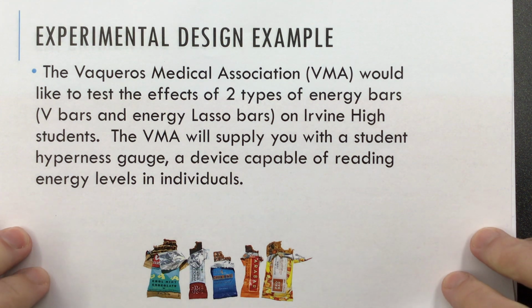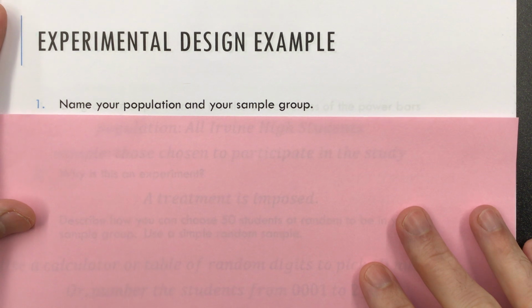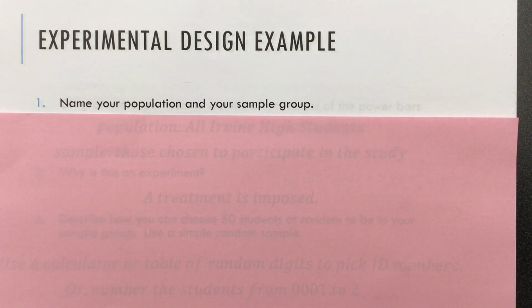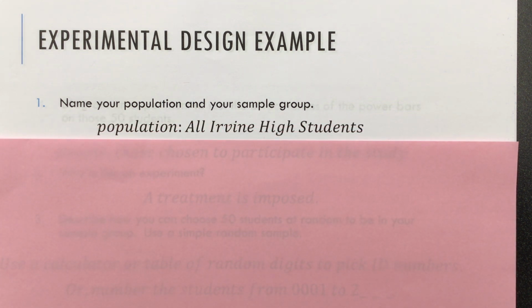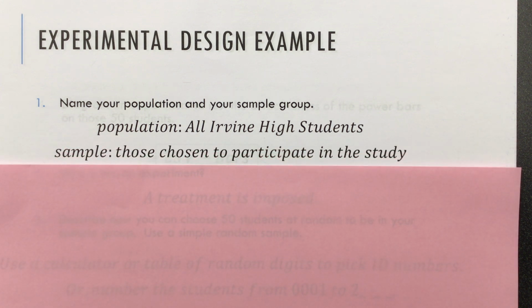Okay? So here's the steps to designing your experiment. Okay. Step 1, you need to always name the population that you're interested in. Okay. Because that's the group that you're going to be able to generalize your conclusions to. So in this case, what's our population and what's our sample? Okay. Pretty simple. Hopefully you realize, all right, the population, we're testing it on Irvine High students, right? And then our sample would be the students that we choose to participate, right?